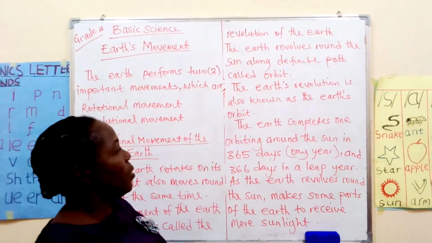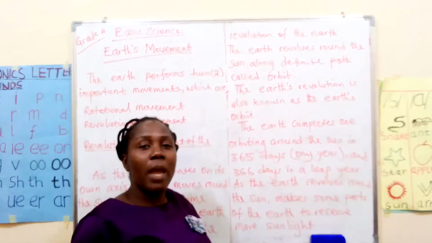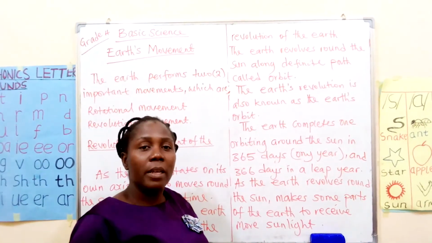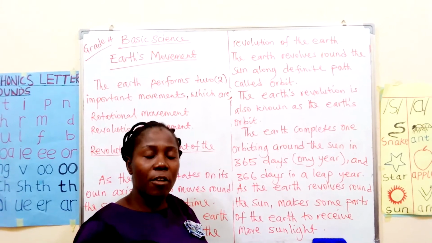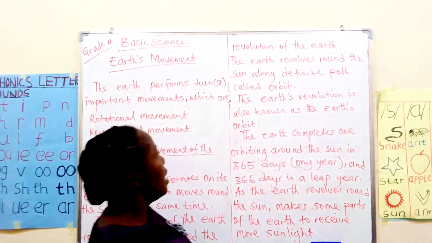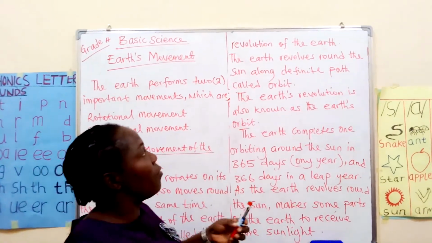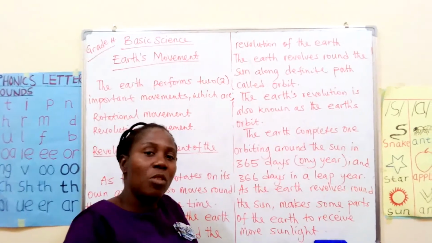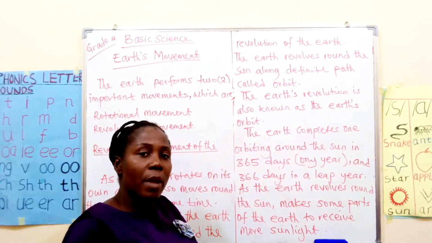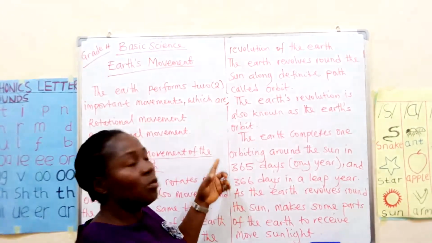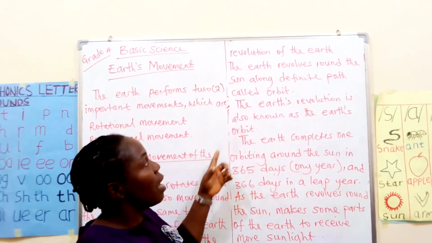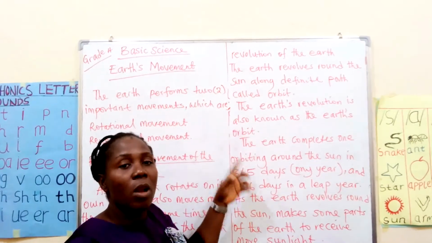Alright, what is a leap year? If you are asked, what is a leap year? A leap year is the 4th year that has 366 days. Now the Earth does not just revolve like that, just as the Earth does not rotate like that. Remember, the Earth rotates on its axis. Now when it comes to revolution, the Earth revolves around the sun in what is called an orbit.